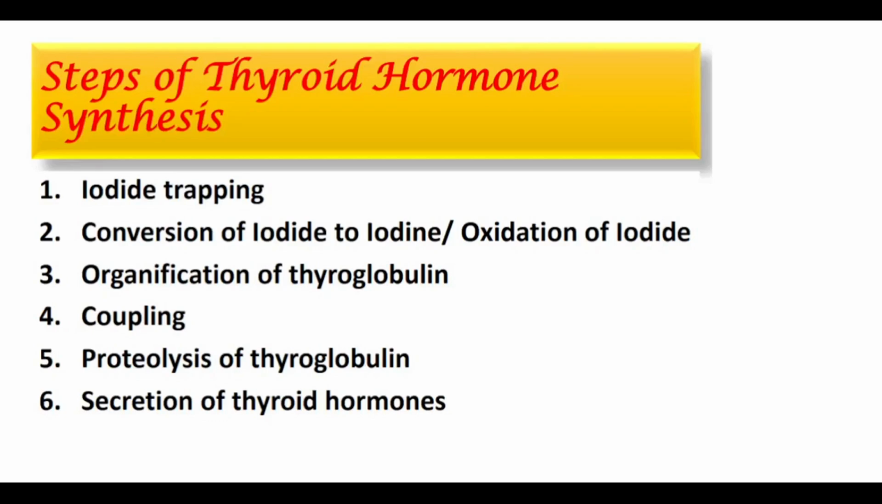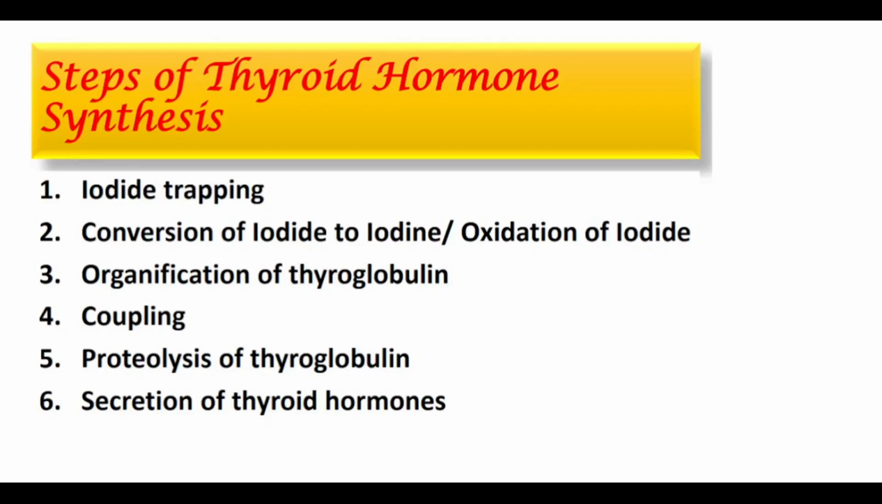Next, steps of thyroid hormone synthesis. So you have to understand there are 6 steps in thyroid hormone synthesis, starting from iodide trapping. Iodide trapping means iodide is taken from the blood into the thyroid follicular cell. Then conversion of iodide to iodine, which is also known as oxidation of iodide. That is, the iodide is converted to iodine. Then organification of thyroglobulin, then coupling, proteolysis of thyroglobulin, and secretion of thyroid hormones.